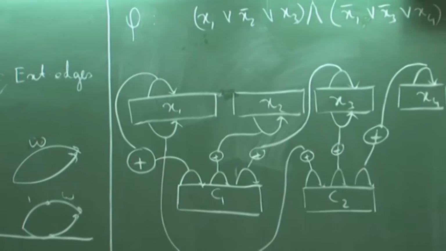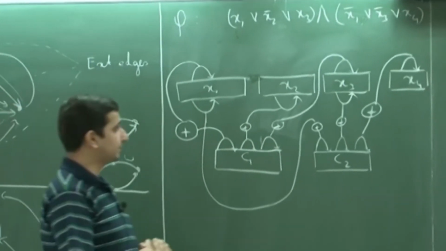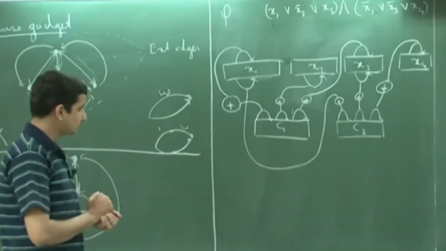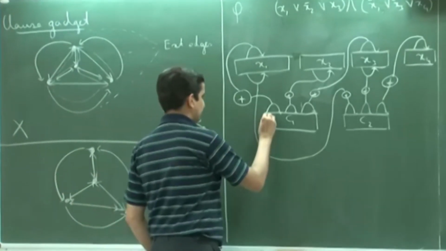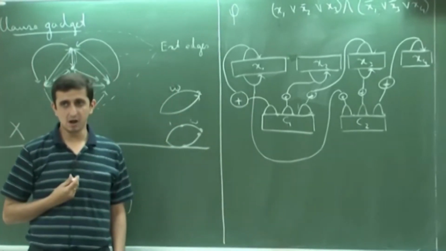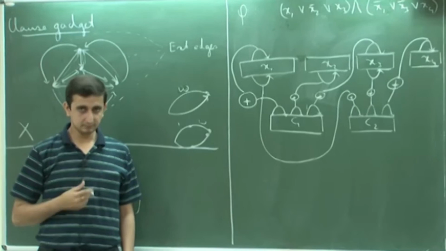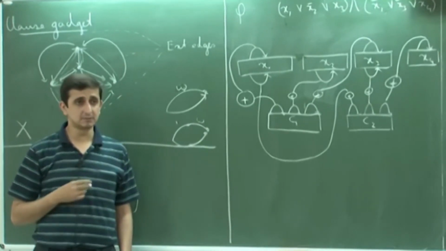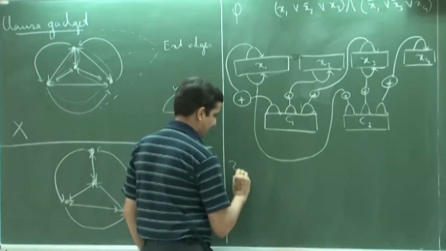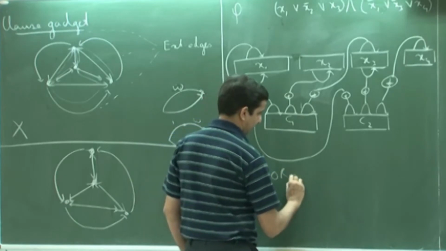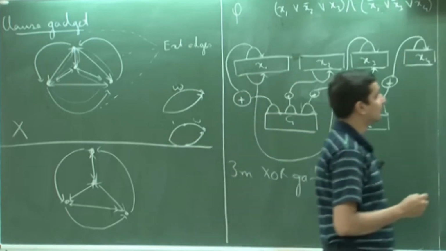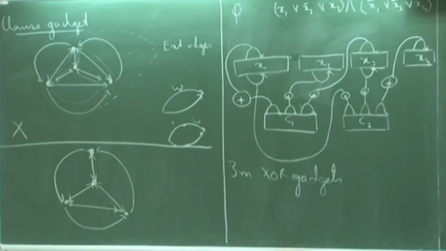Now, how do we get the number of cycle covers here? That needs to be argued. Before we argue that, how many XOR gadgets do we need? If we have n variables and m clauses, how many XOR gadgets do we need? 3n. Okay. So, what did we argue earlier?